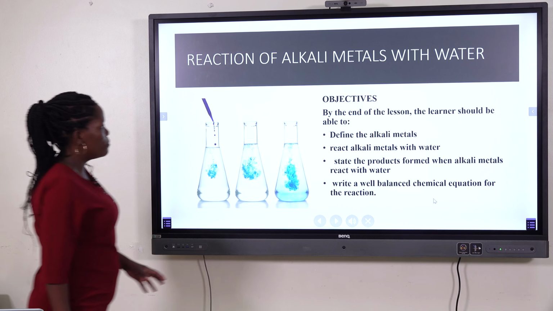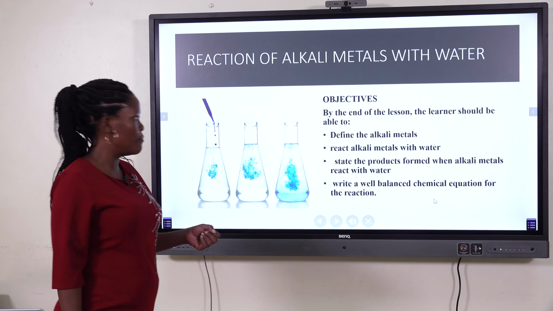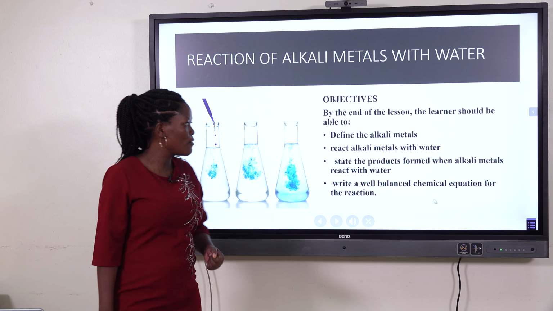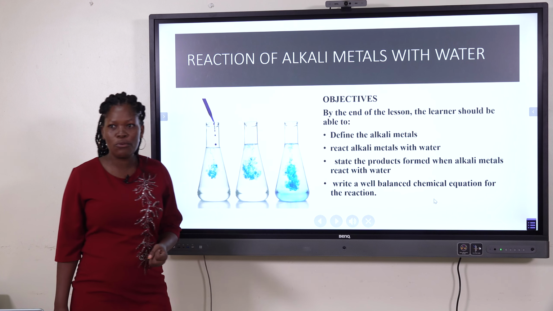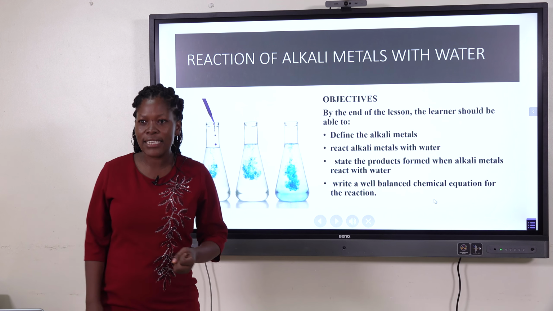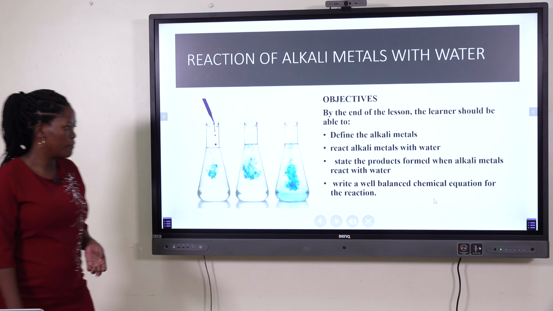Now, our objective is that by the end of the lesson, the learner should be able to define the alkali metals, react alkali metals with water, state the products formed when alkali metals react with water, and then finally write a well-balanced chemical equation for the reaction.